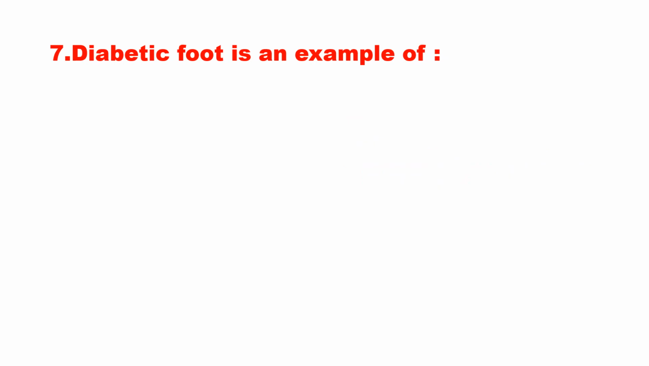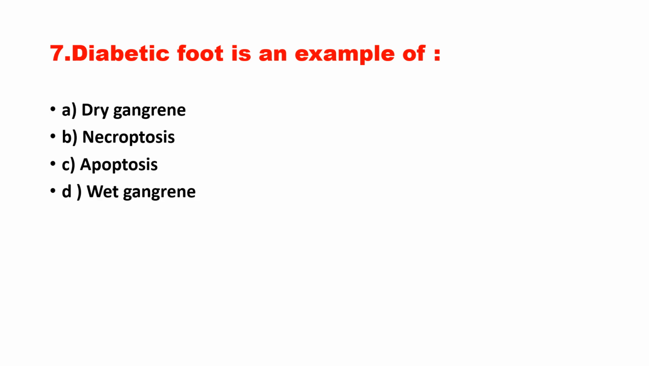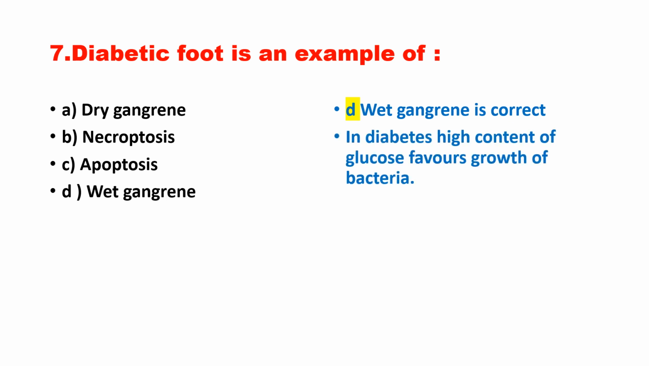Next, diabetic foot is an example of. Options are dry gangrene, necroptosis, apoptosis, wet gangrene. So you have to be conversant with all these terms. Now in this case, the answer is wet gangrene. In diabetes mellitus, there is high content of glucose which favors the growth of bacteria, and therefore it becomes a wet gangrene.